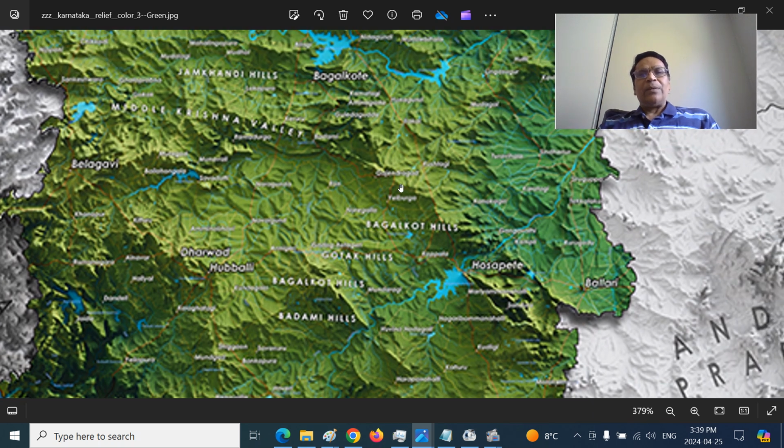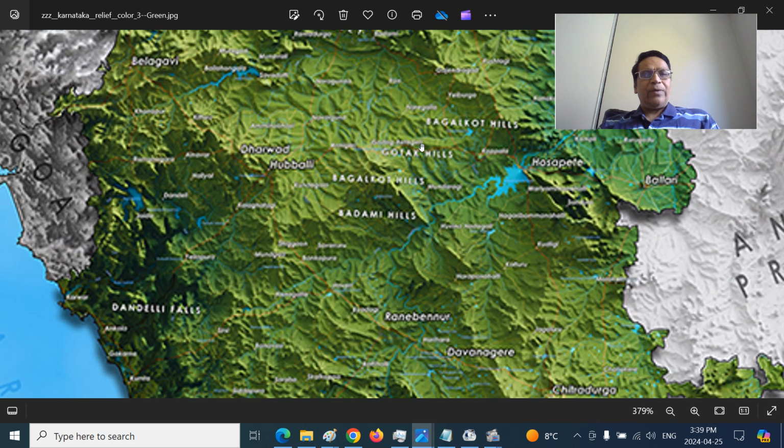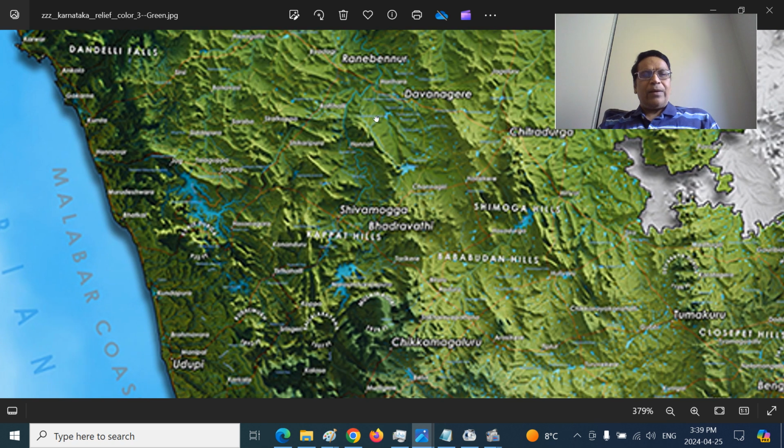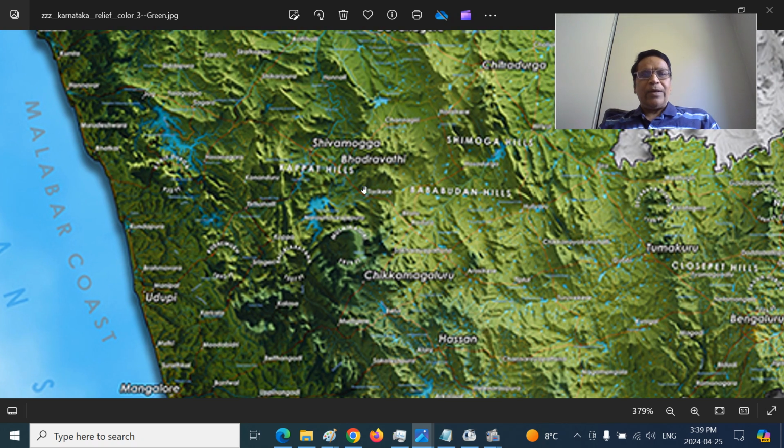Badami Hills, Kustagi, Gangavati. This entire area is the Dharwad area, between the Malaprabha River on the north, and the Varada and Tungabhadra river country after inflow. That Almatti Reservoir you can see here. And further is the Sharavati Reservoir here. And that we'll cover in another part.